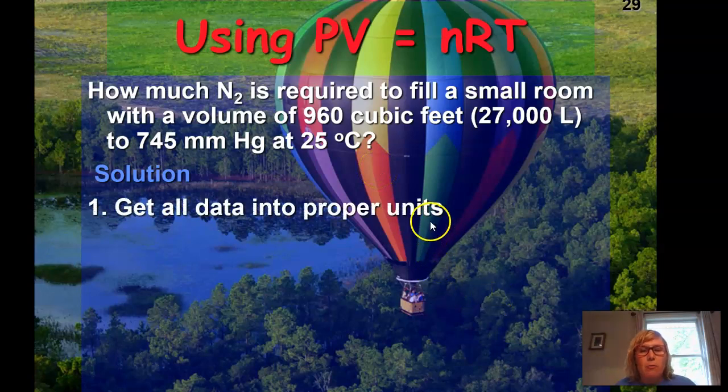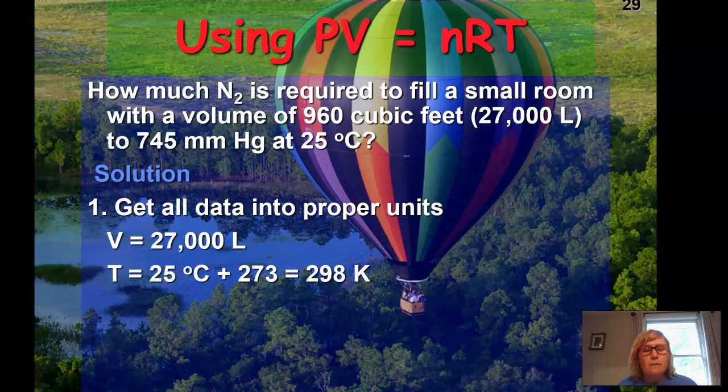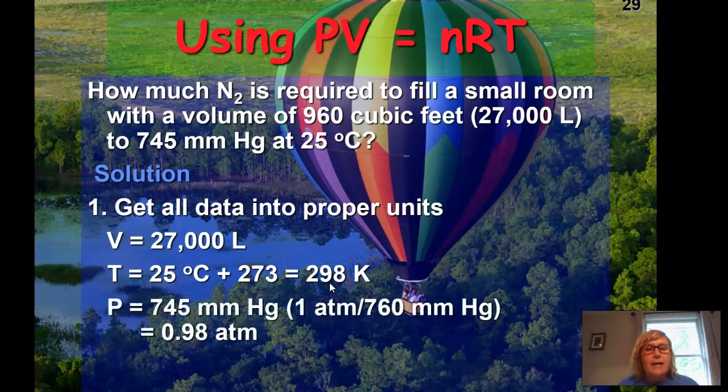So get all your data in the proper units. What does that mean? Millimeters of mercury has to be switched to ATM, and that's because of the gas law constant that we're using. 25 degrees Celsius has to be converted to Kelvin, so that's 25 plus 273. So your converted temperature is 298 K, and your converted pressure is 745 mmHg divided by 760. That will give you a pressure of 0.9 ATM.